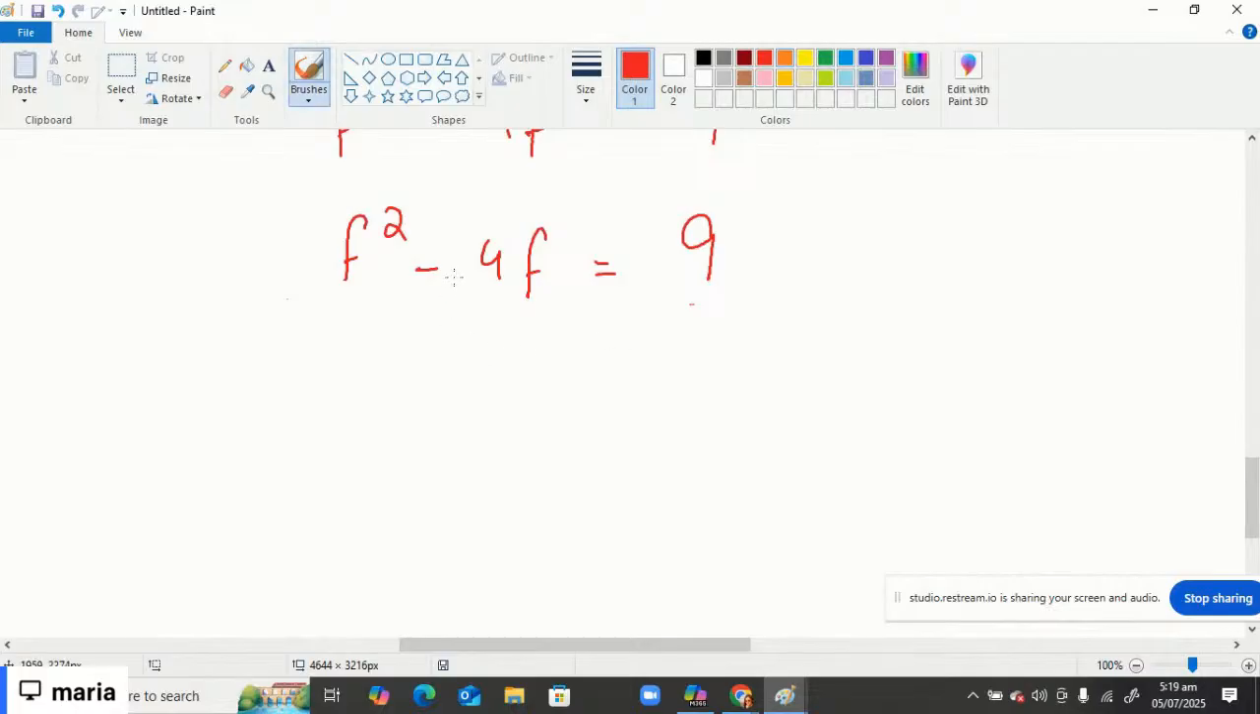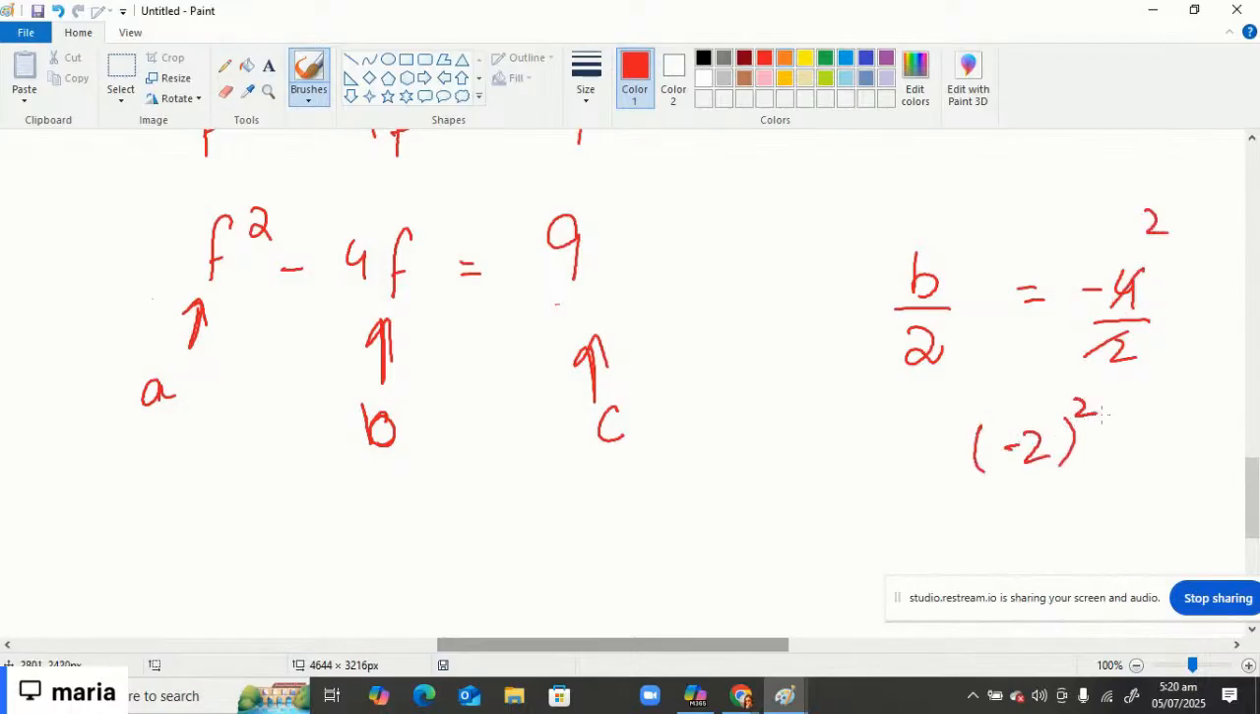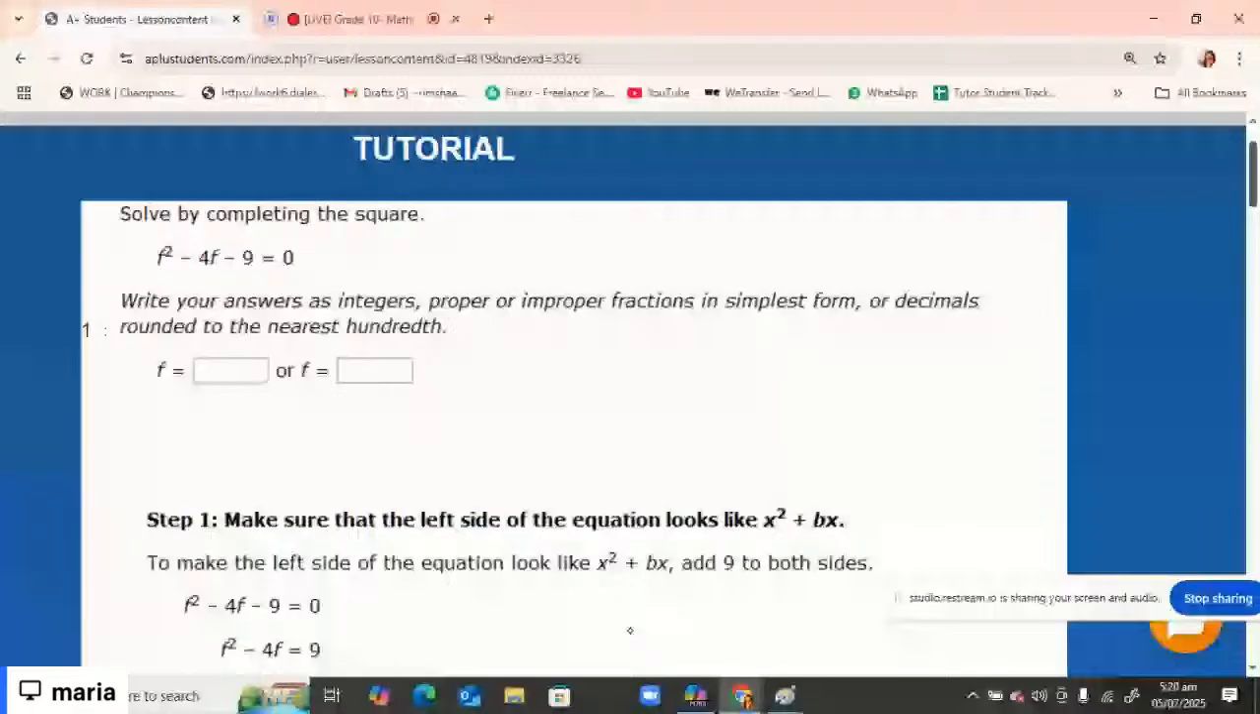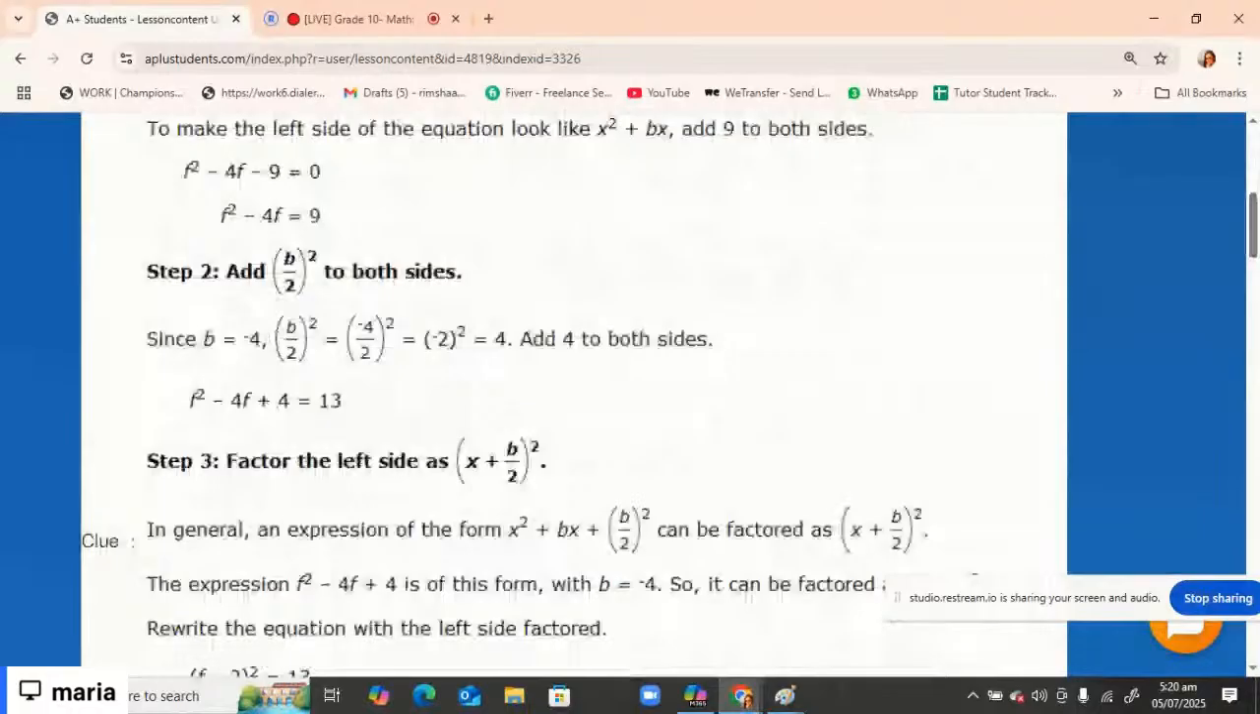Okay, now what is the next step? The next step is we take b by 2. What is b here? This is your a, that is your b term, and this is your constant term. So b is negative 4 over 2, which is negative 2, and then taking the square of this, the square becomes 4. This step is very important. You need to understand, we take the b value and add it on both sides. Now let's suppose I add this 4 on both sides.